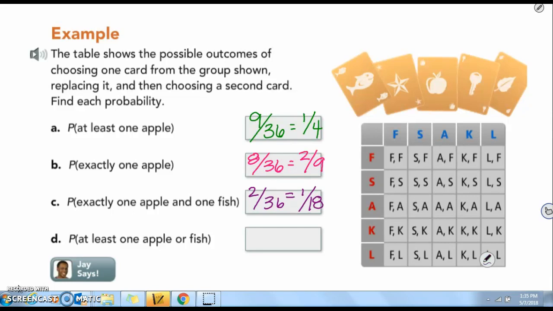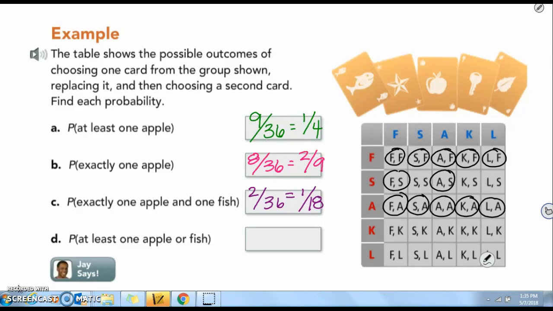Letter D, the probability of at least one apple or fish. Here we're looking for anything that has apple or fish in it. So that's 1, 2, 3, 4, 5, 6, 7, 8, 9, 10, 11, 12, 13, 14, 15, 16 out of 36 that have at least one apple or fish, and that simplifies to 4/9.